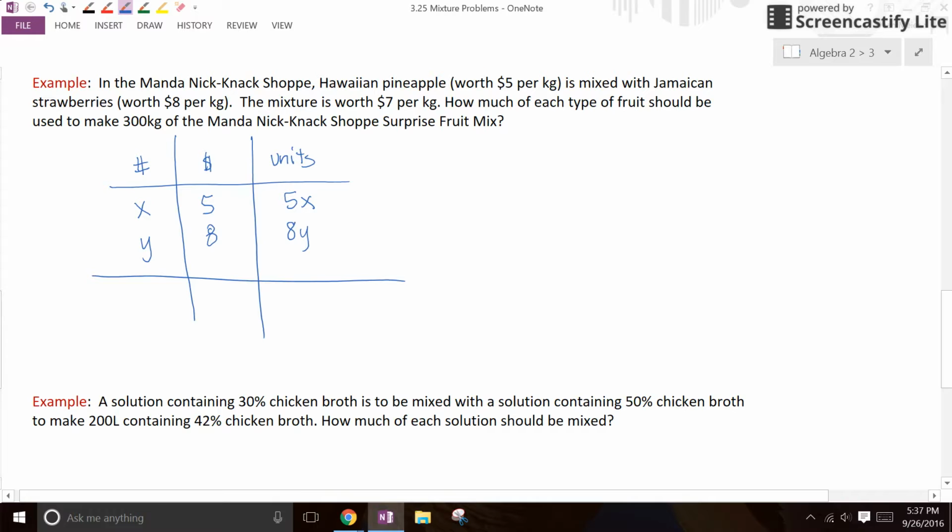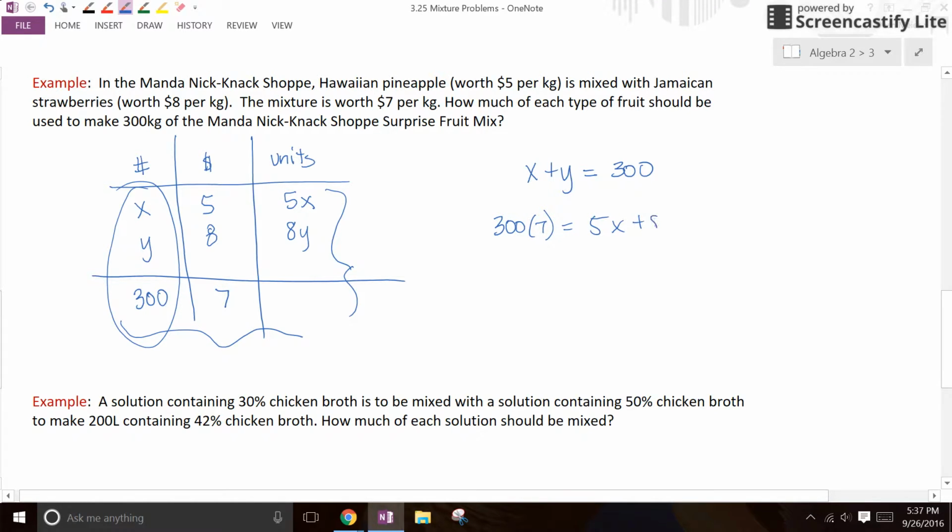Now, the good news is I do know some totals. They did tell me they want 300 kilograms of $7 mixture. So that kind of helps out a little bit, right? So remember what the rule is, like adding down should happen. So we know that we have x plus y equals 300. And the other equation I know is this multiplied together equals this added down. So 300 times 7 should equal 5x plus 8y.